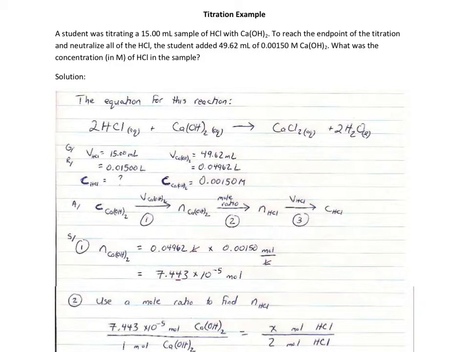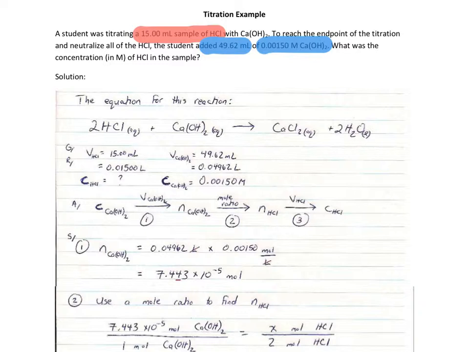So we see that the sample being titrated is 15 mL of hydrochloric acid, and it's being titrated with calcium hydroxide. For the calcium hydroxide, we add 49.62 mL, and there's the concentration. And so we're asked to find out what the concentration of that hydrochloric acid sample is.